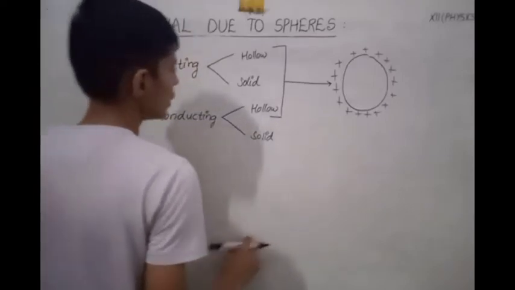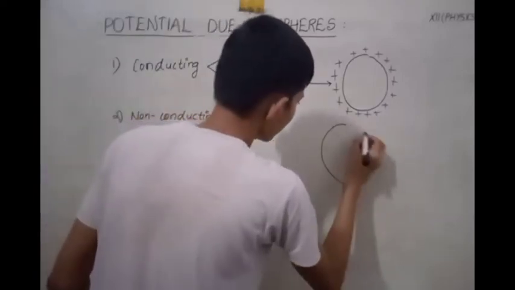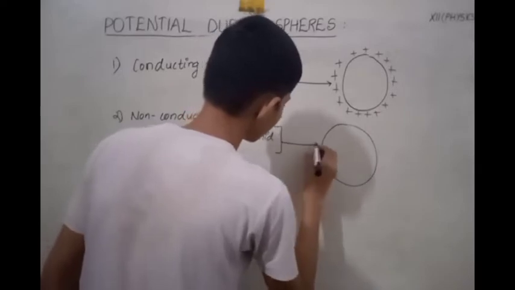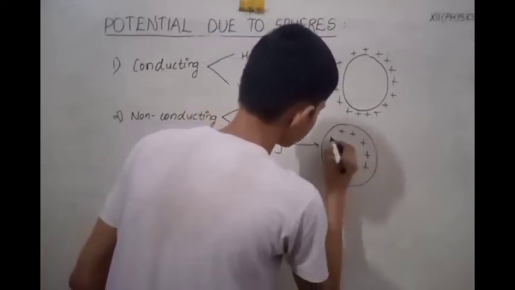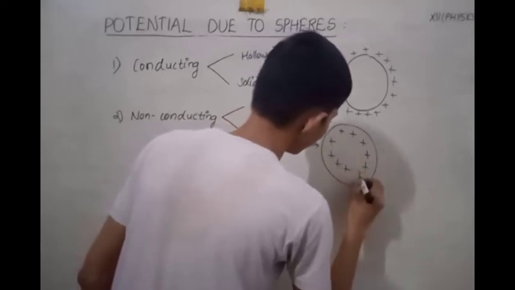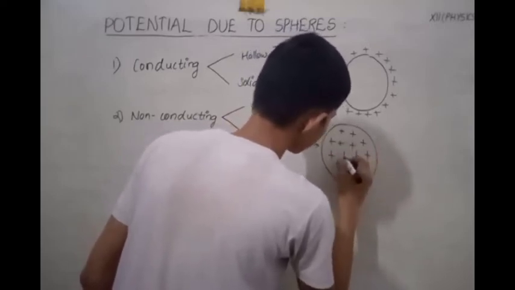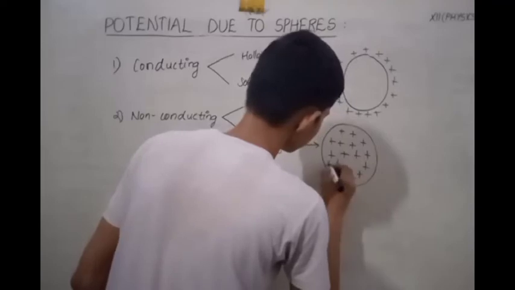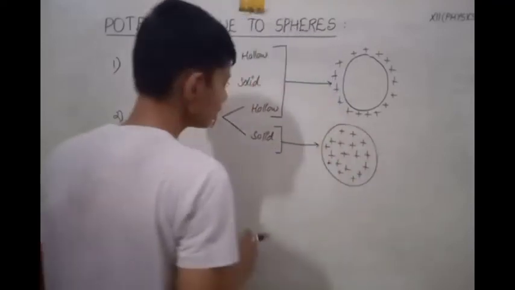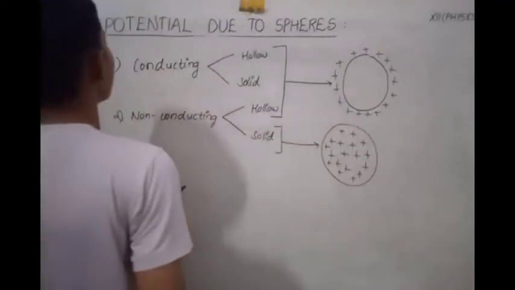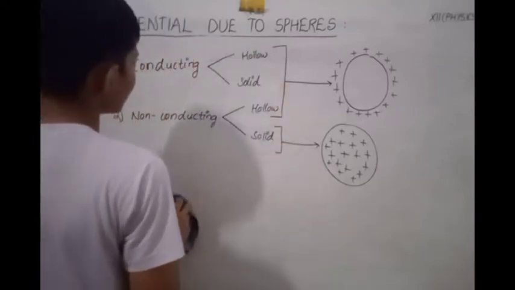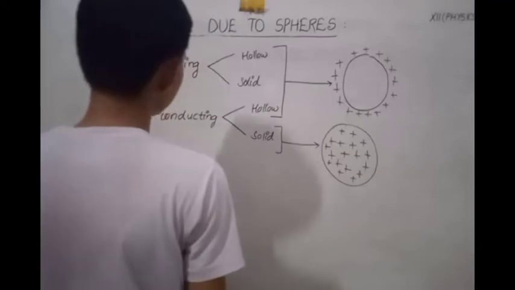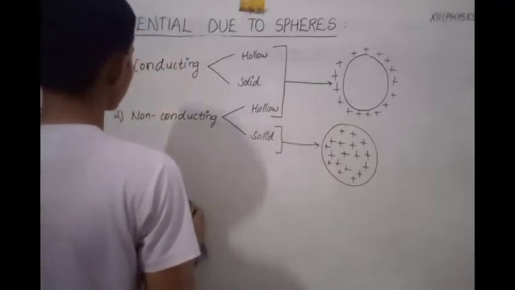But for non-conducting solid, the model is different, which is like this. Here the charges are present in the volume and they remain in the volume. Firstly, we will find potential due to these three spheres, and in the next lecture we will find the potential due to non-conducting solid sphere.